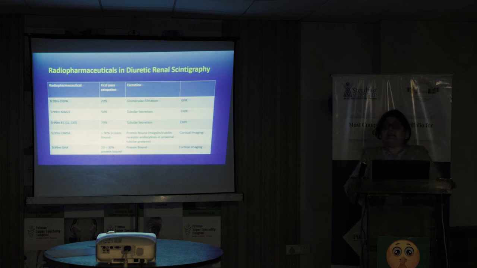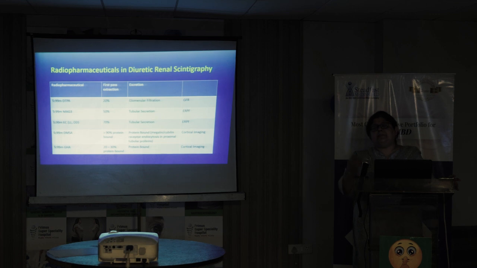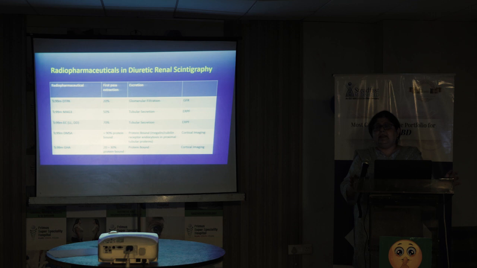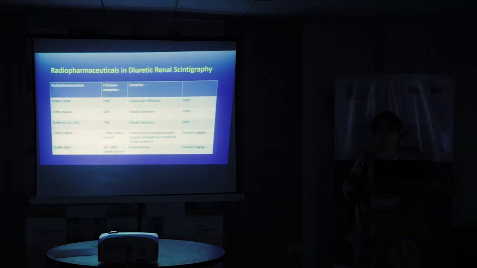Now, there are various radiopharmaceuticals which are used for doing these scans, and the most common ones are DTPA, MAG3, EC, DMSA, and GHA. These are the normal radiopharmaceuticals which would be used in your routine practice. Now, DTPA is an inulin analog. Inulin is a polysaccharide which is completely excreted by glomerular filtration. So, DTPA is a tracer which is almost completely excreted by glomerular filtration.